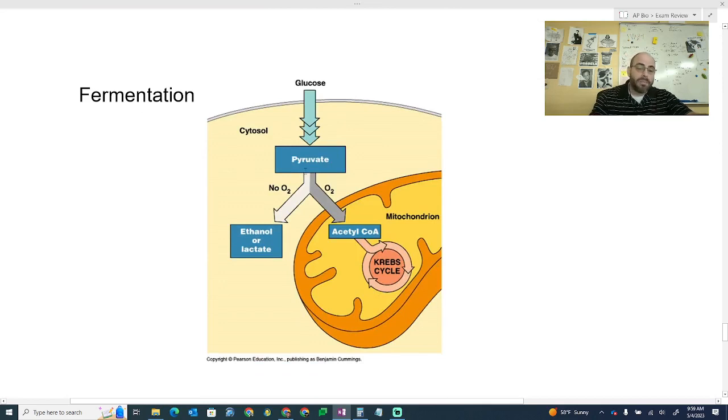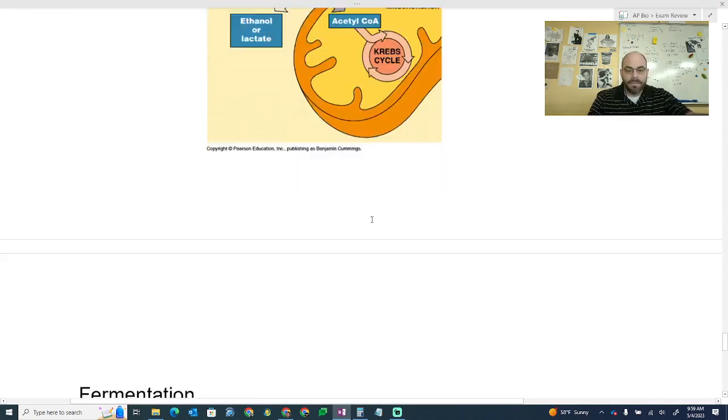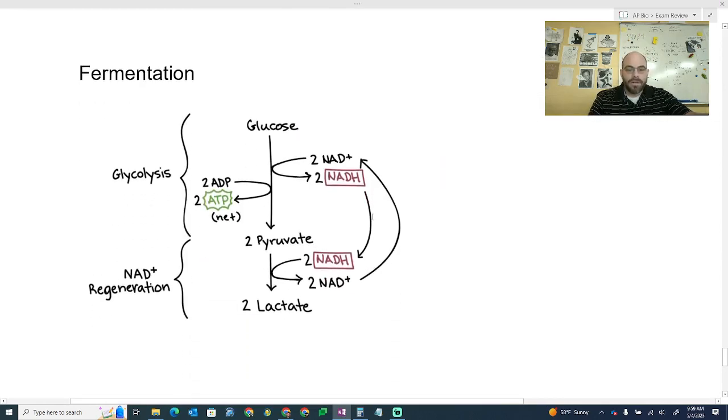Well, if there's no oxygen present, there's going to be a process called fermentation. Big idea behind fermentation is, of course, no oxygen present. That's what happens. The big idea here, fermentation happens so that glycolysis can continue. I'm going to add a little bit to that definition. Fermentation frees up electron carriers so that glycolysis can continue.